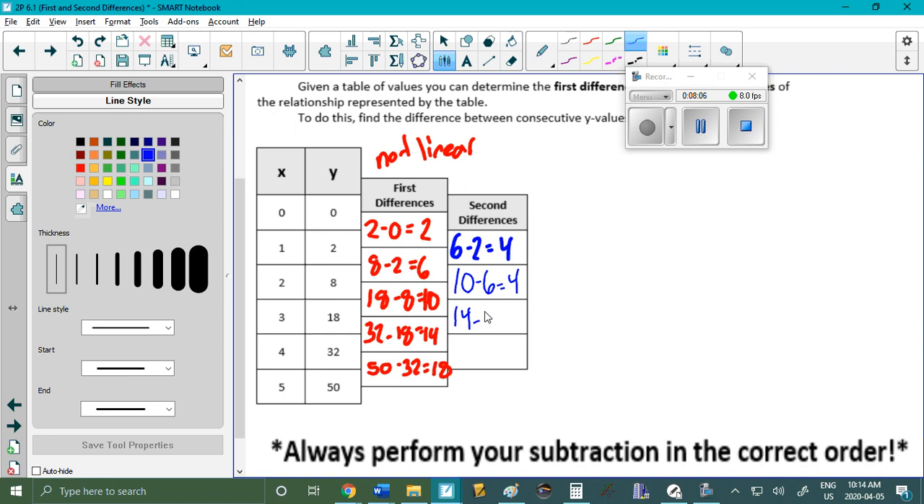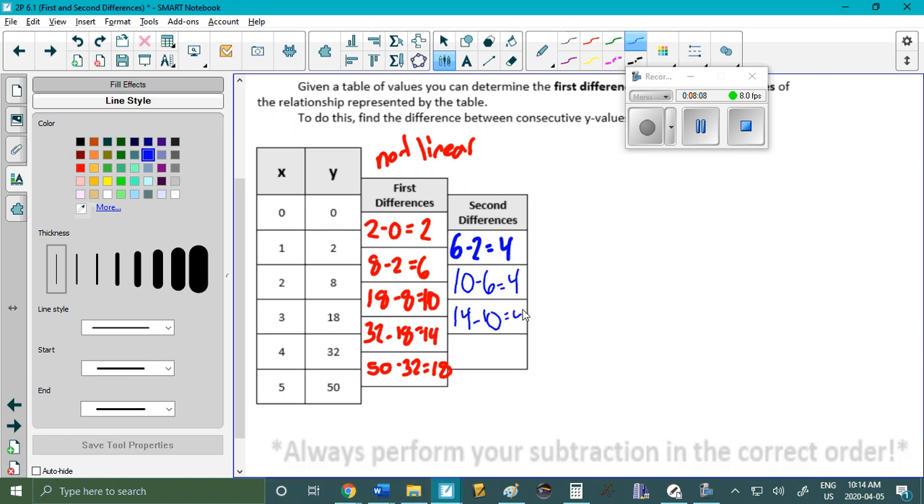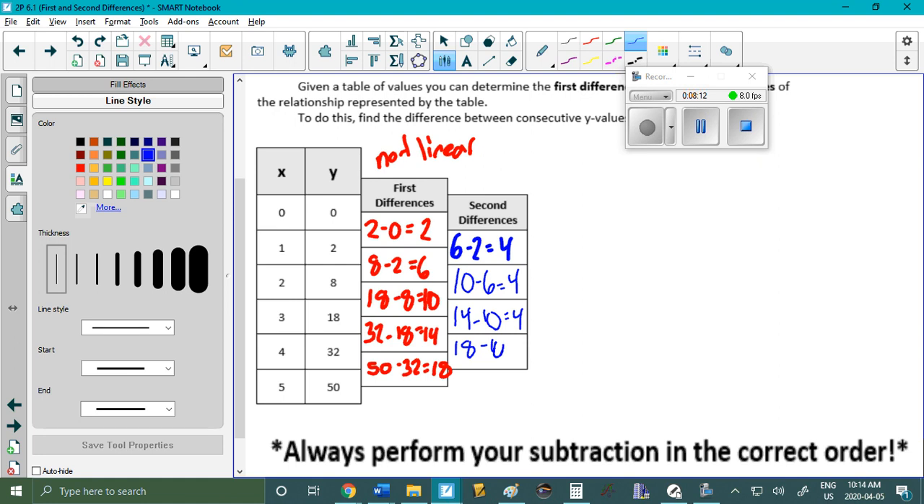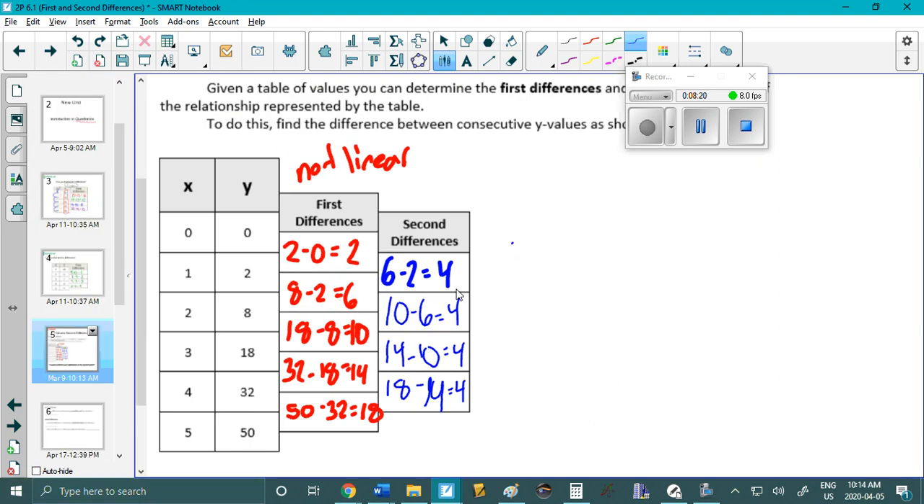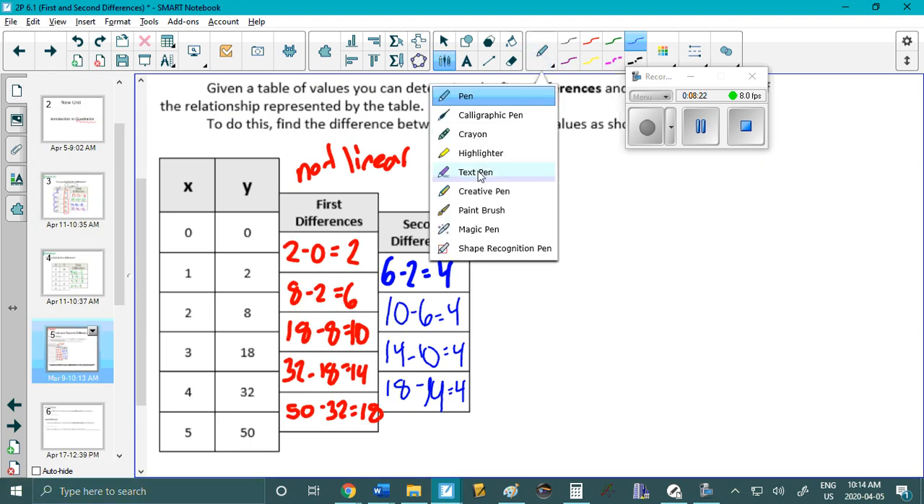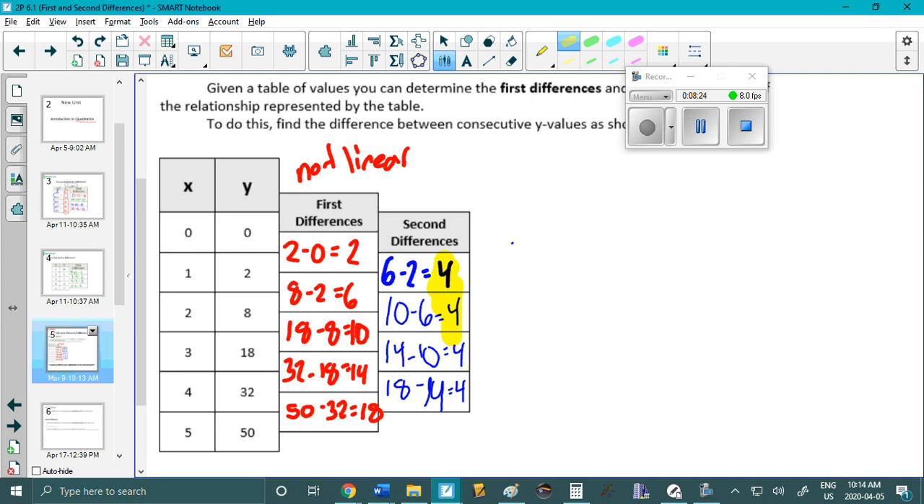14 minus 10 is 4. 18 minus 14 is 4. So hopefully you notice that these second differences are all the same. These second differences are all 4. Now that doesn't mean it's linear. The first differences have to be the same for that.